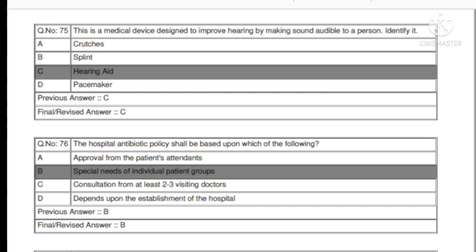Question number 75. This is a medical device designed to improve hearing by making sound audible to a person. Identify it. Hearing aid is the answer. C part, splint is not the answer. Cuts is not the answer. Peacemaker, as it is used in the heart, it is not the answer.